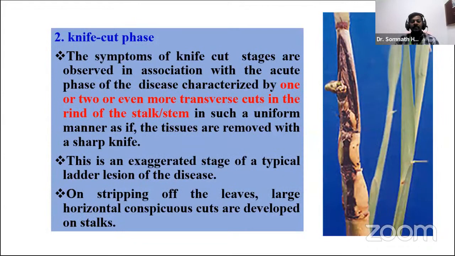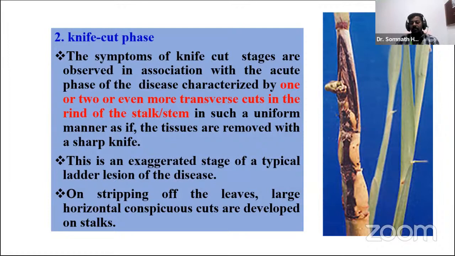The next symptom is the knife cut phase. You can see that the canes look as if they were chopped by a knife. These are the adverse symptoms of the pokkah boeng disease. Nowadays, most of the sugarcane varieties cultivated under North Indian conditions, especially in UP and Bihar, are becoming susceptible to the disease, and it is spreading over a large area. So management practices are required, and research on this disease has been initiated in different institutes for the management of pokkah boeng.